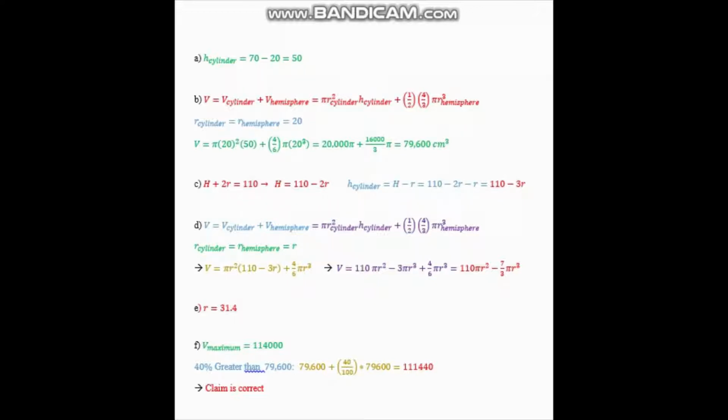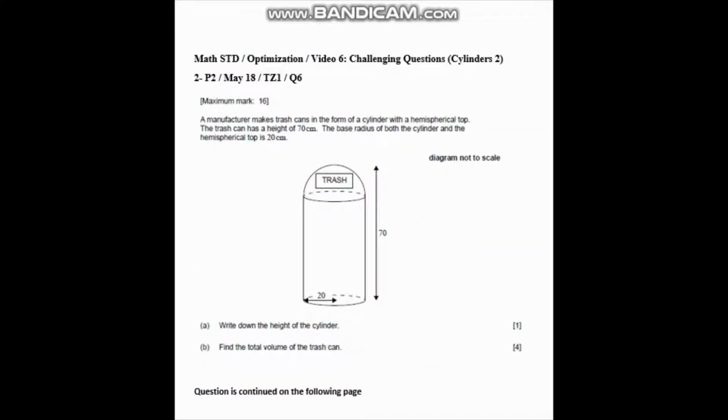R cylinder equals 20, H cylinder equals 50 from A, and R hemisphere equals 20. Hence the volume shall be 79,600. All I've done is plug the values we've agreed upon into the red equation right there. So this concludes the first part of the question. Let's move on to the rest of it.